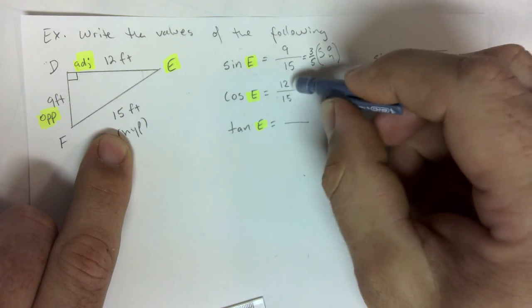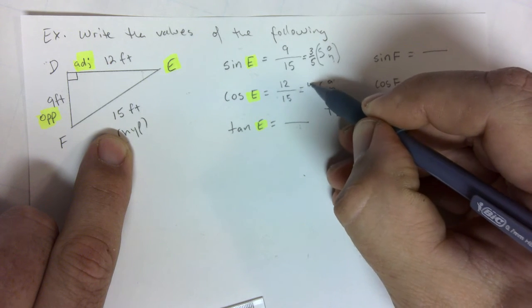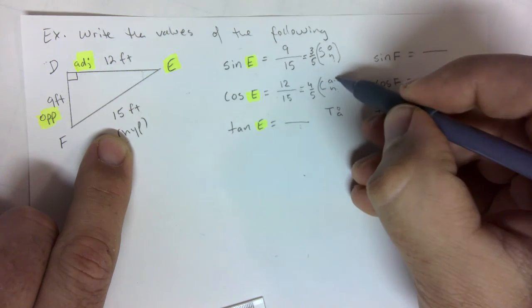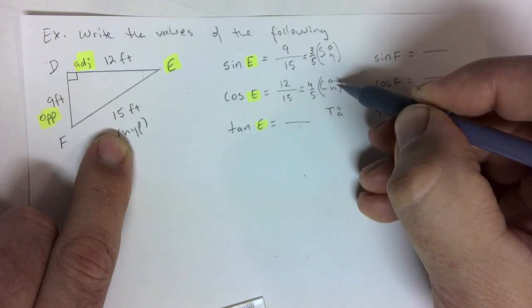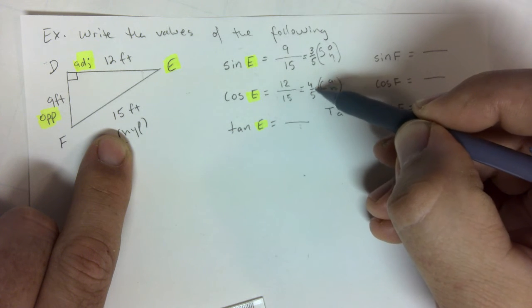I'm going to erase some of this line here. And that is equal to 3 goes in there 4 times, 3 goes in there 5 times. Now I'll put this in bracket. This is just to help us remember, right? So cosine of E is 12 over 15, reduced to 4 over 5.